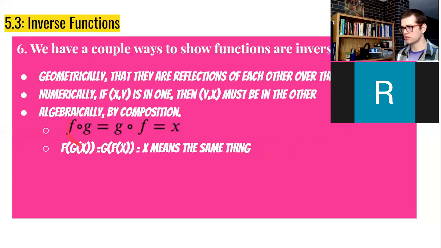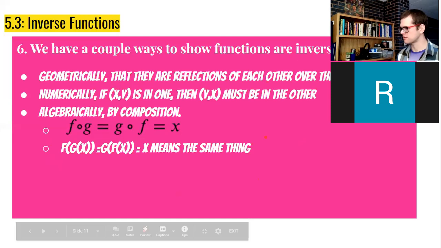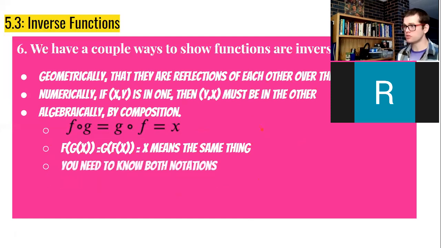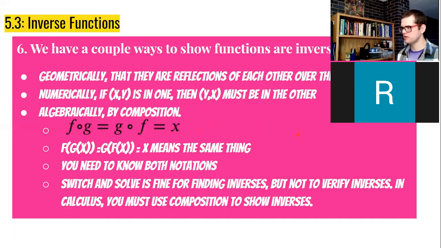But again, both of these points mean the same thing. You do need to know both notations. The AP test could use the notation in black, or it could use the notation in white. Switch and solve is fabulous for finding inverses, but if you're going to verify inverses, that's not good enough. You must use composition to show inverses.